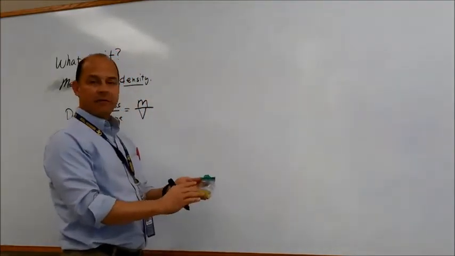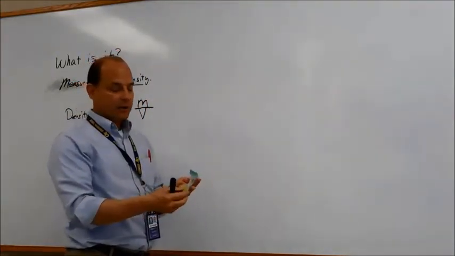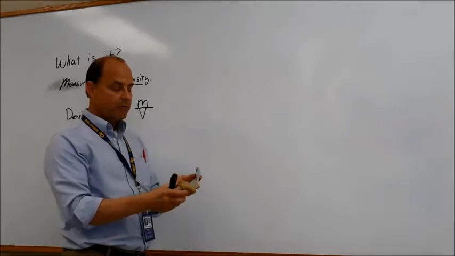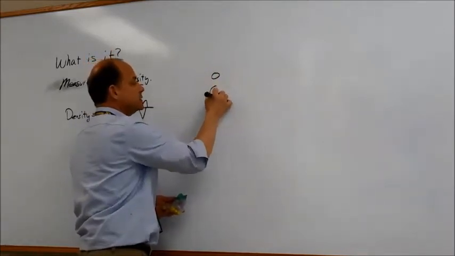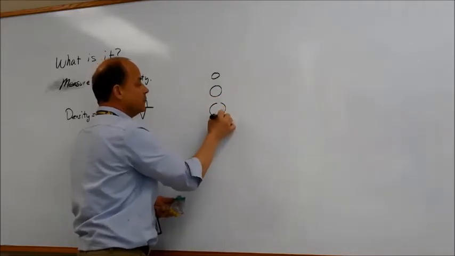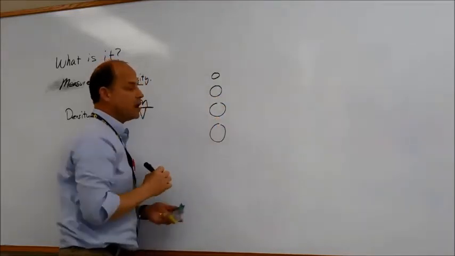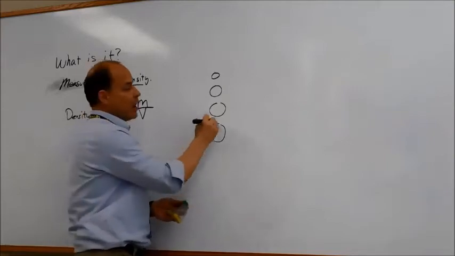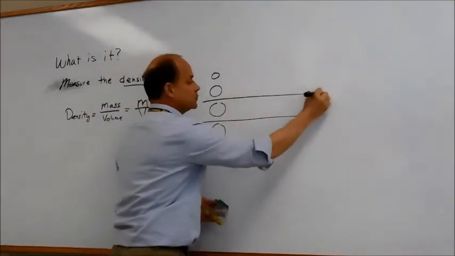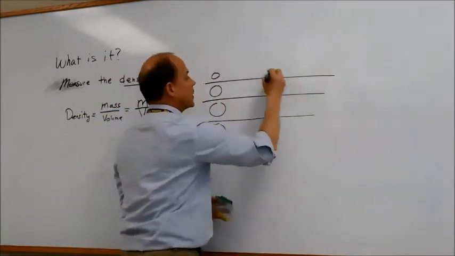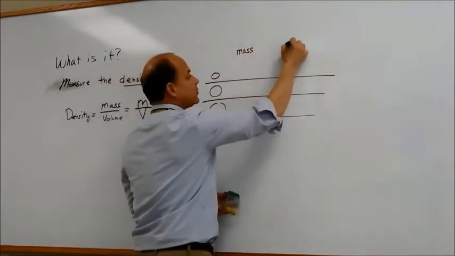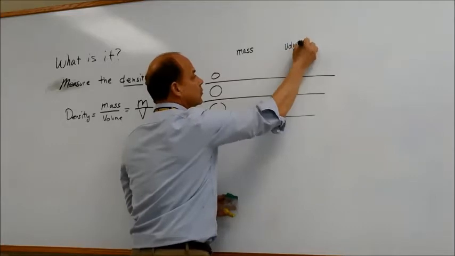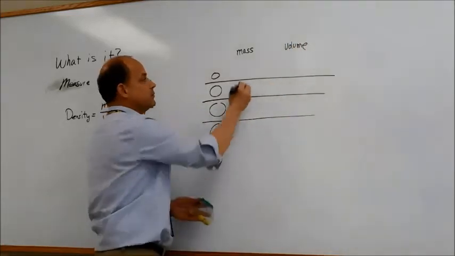Inside the bag are 4 different sized balls. You could call them tiny, small, medium, large balls. Tiny, small, medium, and large. Okay? I want you to make a data table where you list the mass and the volume for each of these balls.